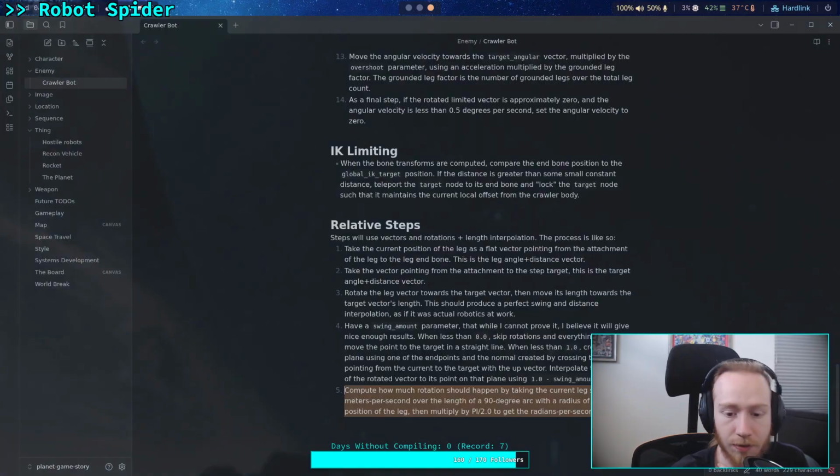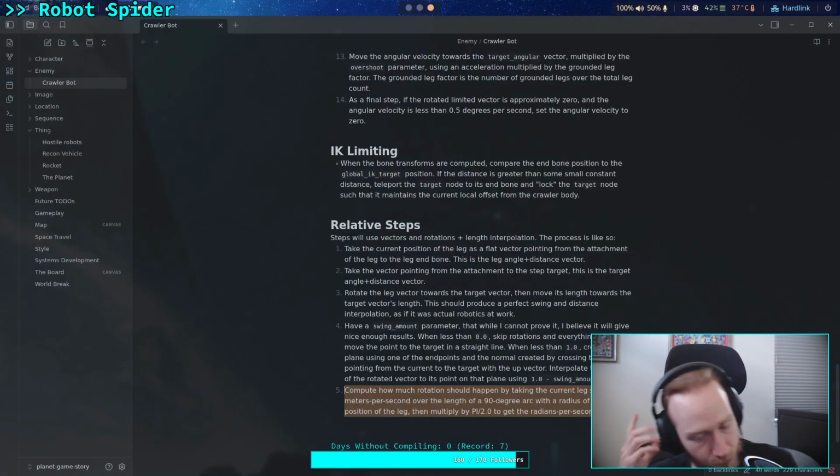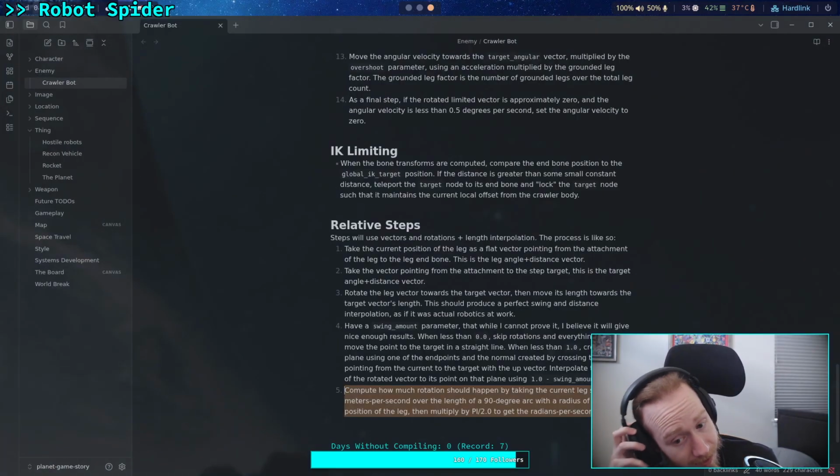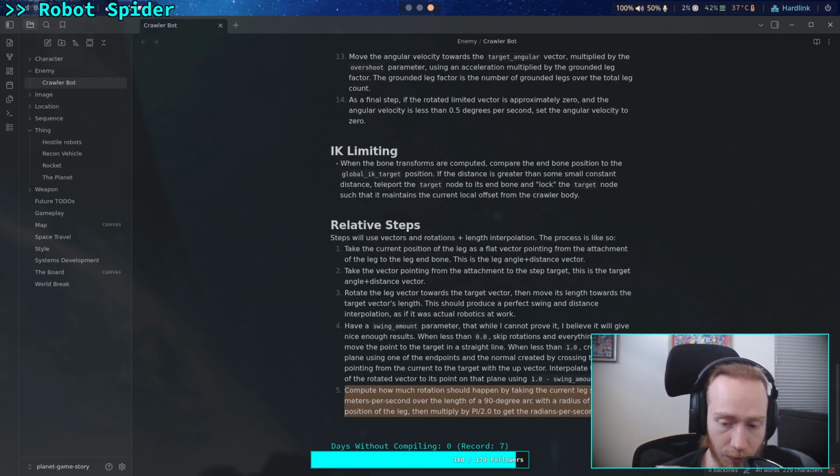Okay. So now, how much rotation should happen at taking the leg speed in meters per second over the length of a 90-degree arc with a radius of the rest position of the leg? Okay, so arc length. Well, since it's 90 degrees, I know it'll just be a quarter of the circumference of the circle defined by the radius.